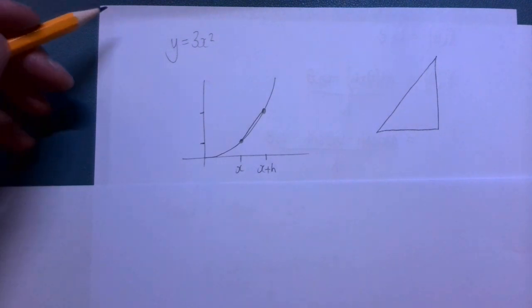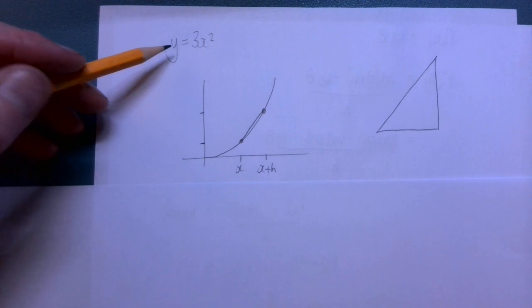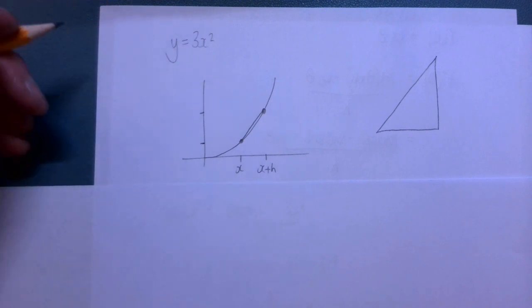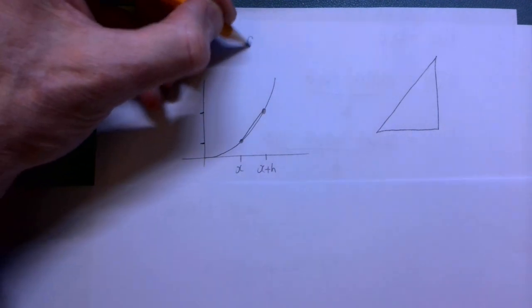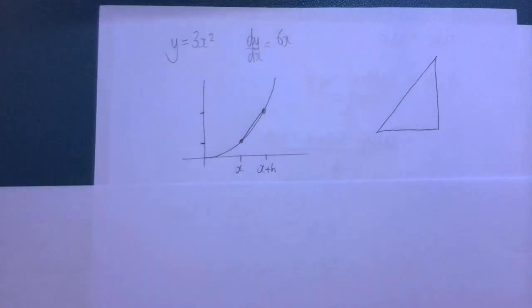Anyway, let's go back to working out what you get when you differentiate something like 3x squared from first principles. I mean, we know what the answer is. We know that dy by dx, or f dash of x, is going to be 6x. So we already know that. But let's see how we can prove that.